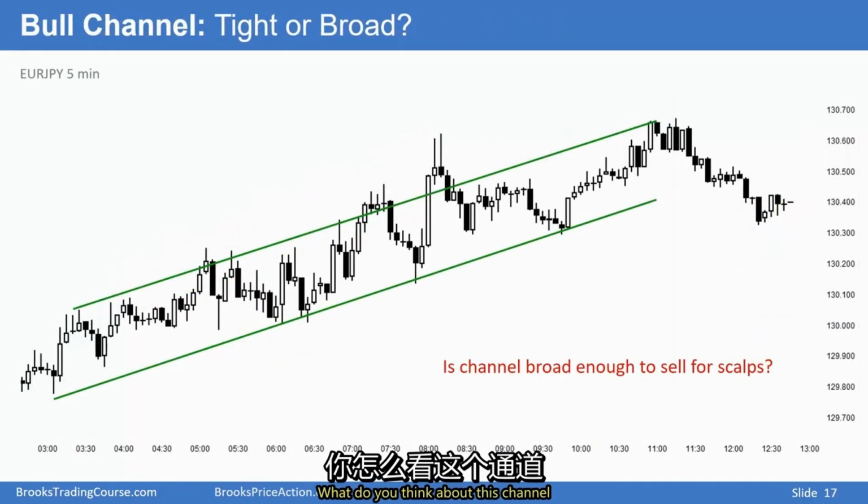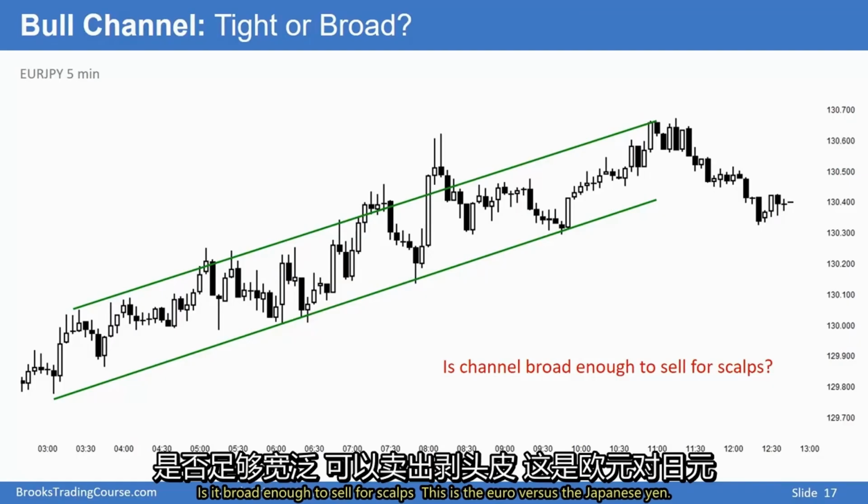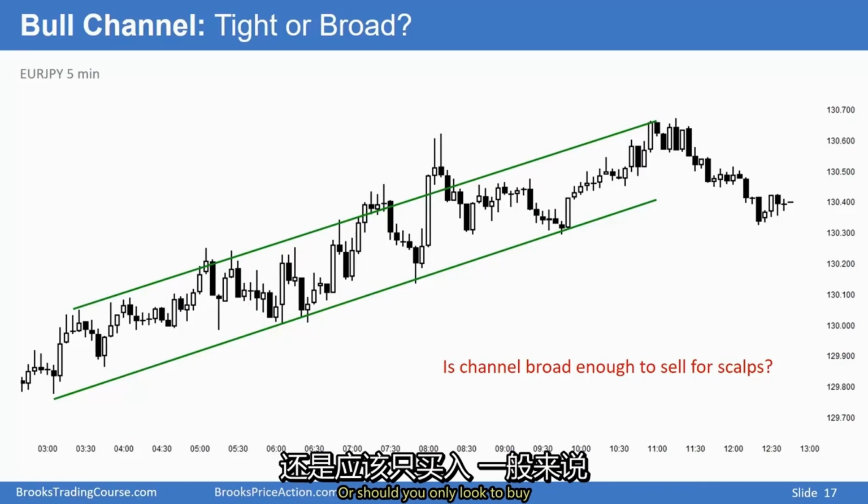What do you think about this channel? Is it broad enough to sell for scalps? This is the euro versus the Japanese yen. Or should you only look to buy?